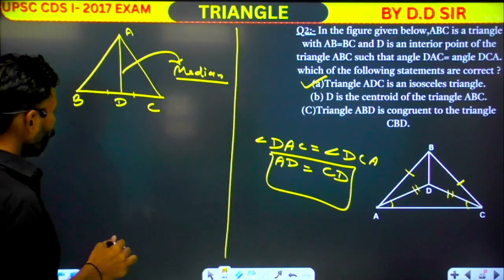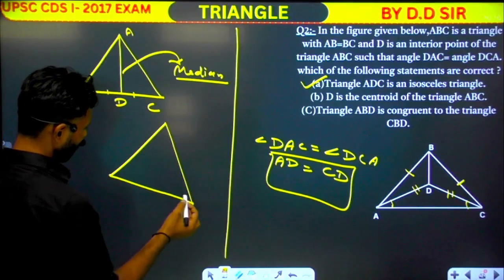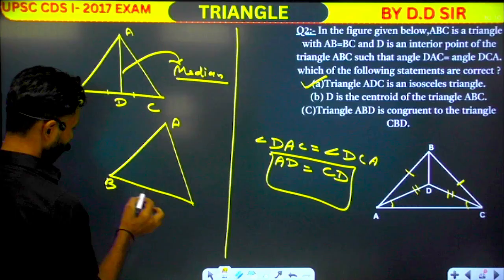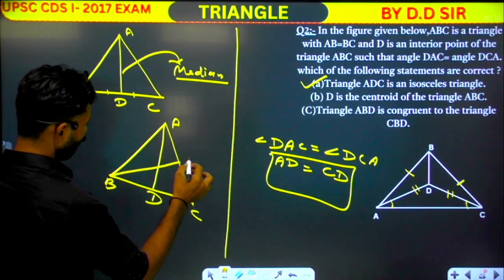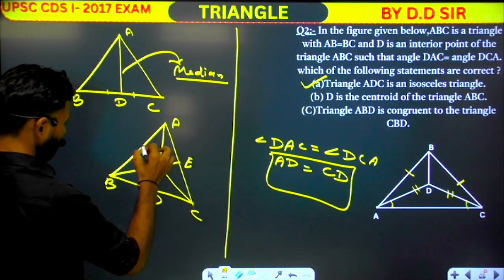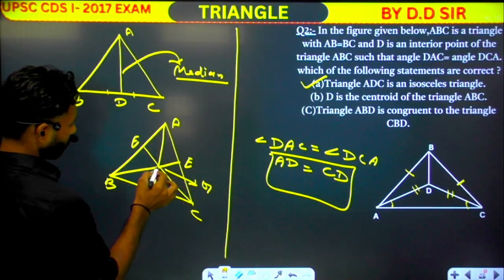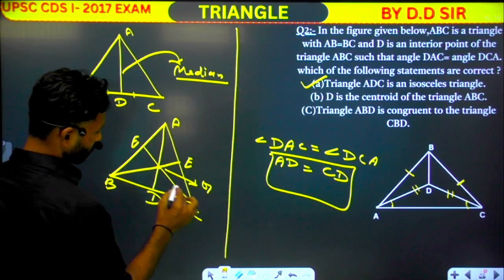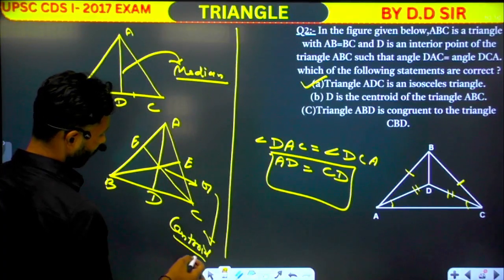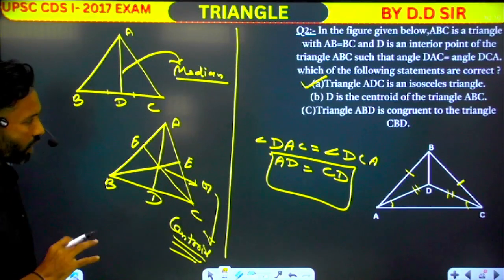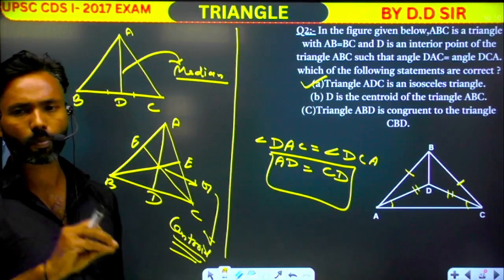Suppose all three medians of a triangle are drawn. Here are the three medians: median AD, median BE, and the third one, median CF. The intersecting point of all three medians is known as the centroid. All three medians intersect over here, so this point G is known as the centroid of the triangle.